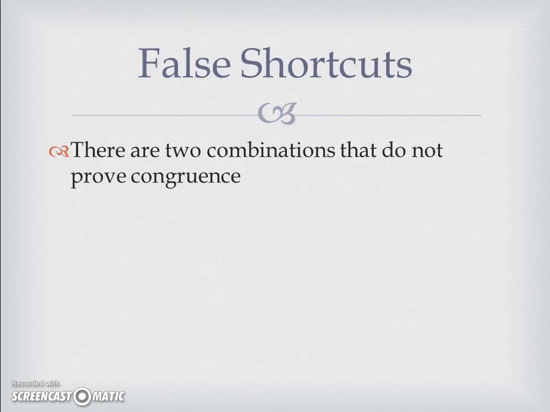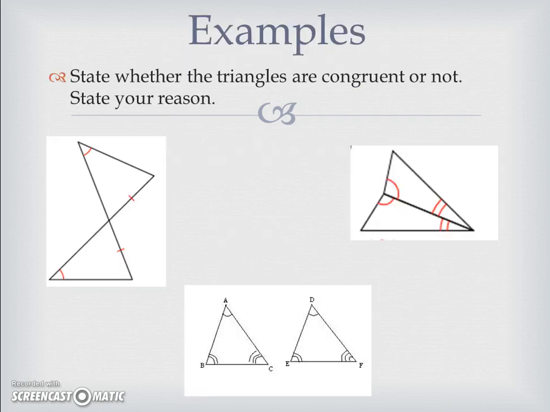Finally, we want to talk about the false shortcuts. There's two combinations that don't actually prove congruence. You have the side side angle and angle angle angle. And these just don't actually tell us if triangles are congruent. If you see any of these patterns, you just write not congruent. Okay, so let's look at some examples.